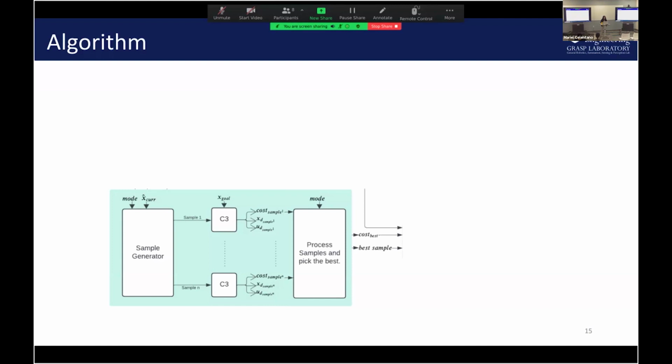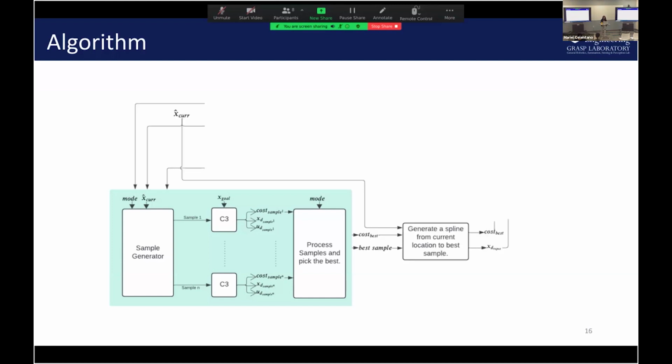Processing samples essentially here means that in addition to this base C3 cost that we got from the C3 blocks, we add a travel cost associated with moving from where the end effector currently is to each of these sample locations. And this cost is a two-norm based cost. And then we look at the one that costs the least, and we hand over that cost and that sample to a spline generator. What the spline generator does is it essentially generates a collision-free curve from where the end effector currently is to the best possible location that it could relocate to at this point.